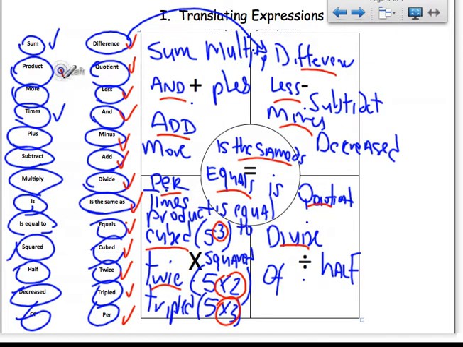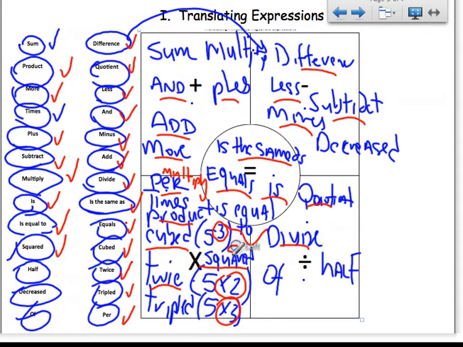Now on this side I have product, the answer to a multiplication problem, more, an addition word, plus, an addition word, subtract, obviously a subtraction word, multiply, I don't see it, I'm going to write it, multiply, is, which tends to mean is the same as, is equal to, also which means equals, squared, which is multiplication because it really means 5 squared, 5 to the second power, which is really 5 times 5.